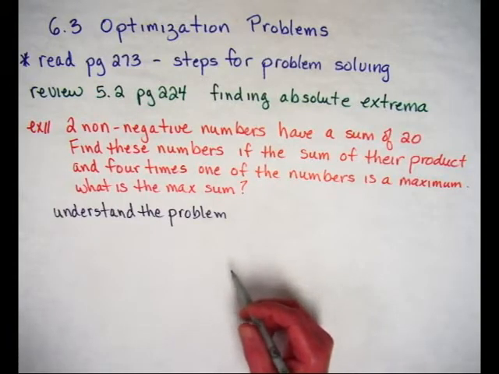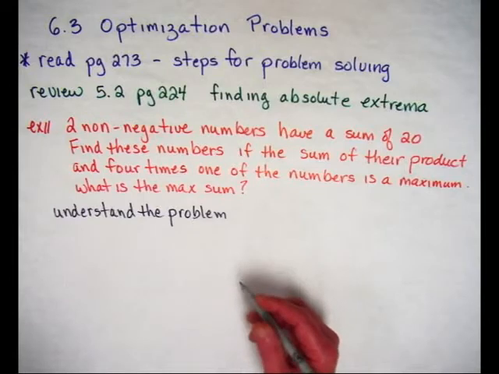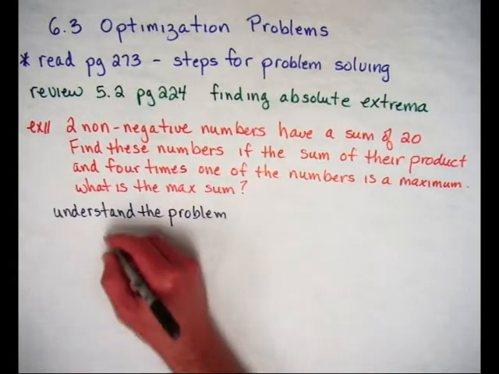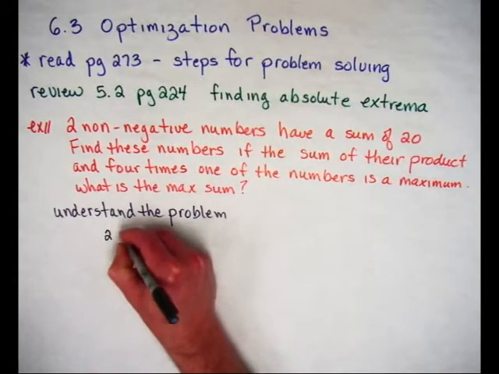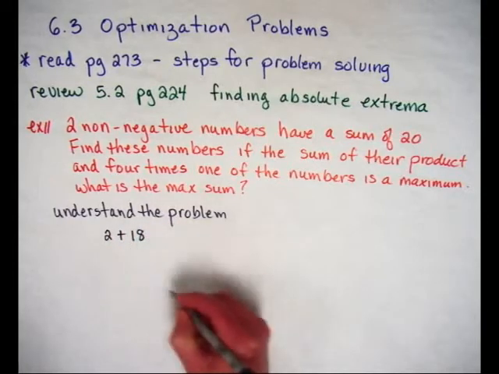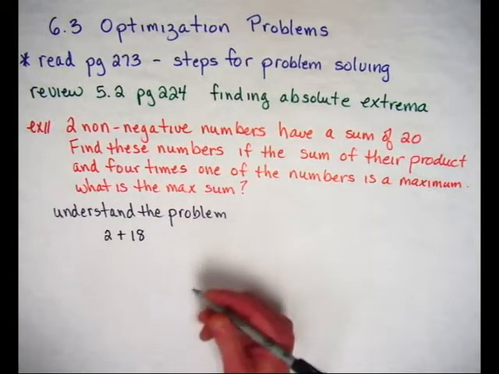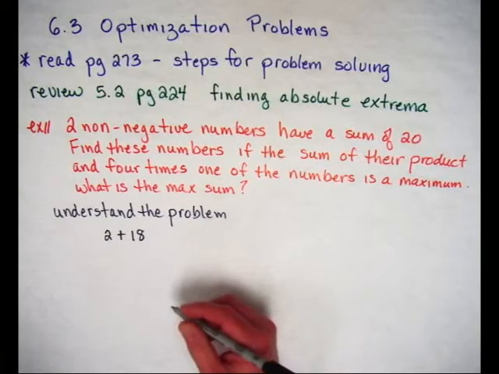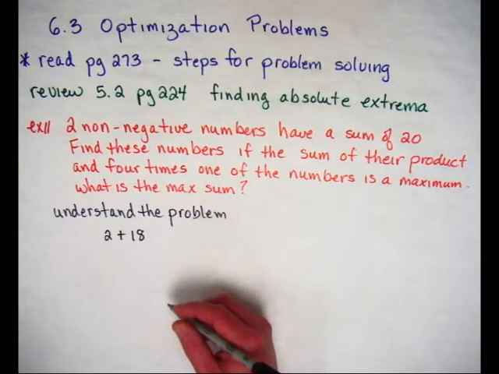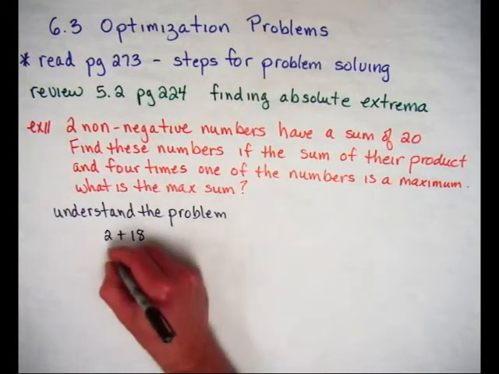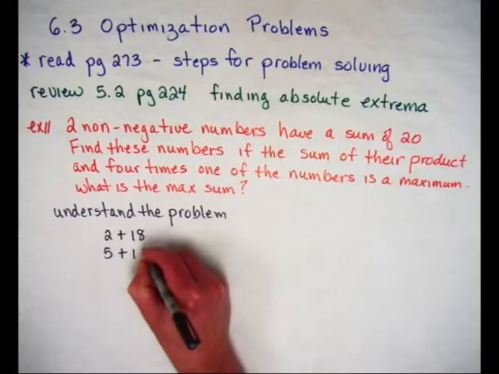It says, find two non-negative numbers that have a sum of 20. So what does that mean? Well, two numbers that have a sum of 20 might be 2 and 18. 2 plus 18 would be valid answers in this question. Two numbers that have a sum of 20, and they have to be non-negative, so you couldn't have like -3 and 23. So just to get a feeling for the question, 5 and 15 would be possible answers.